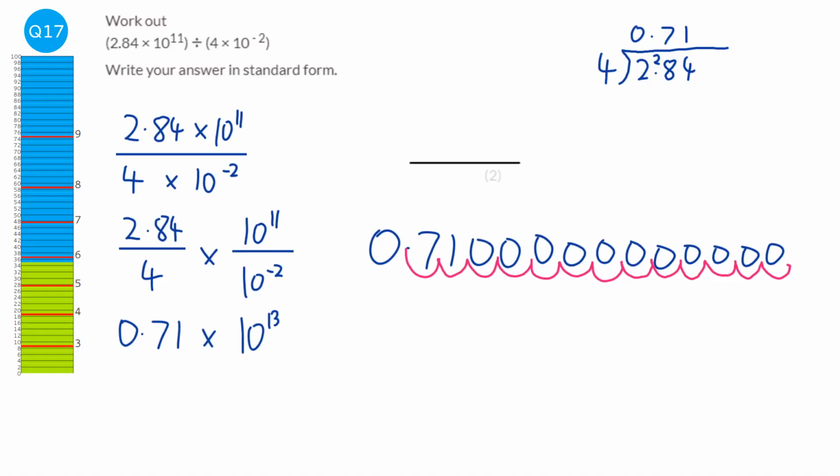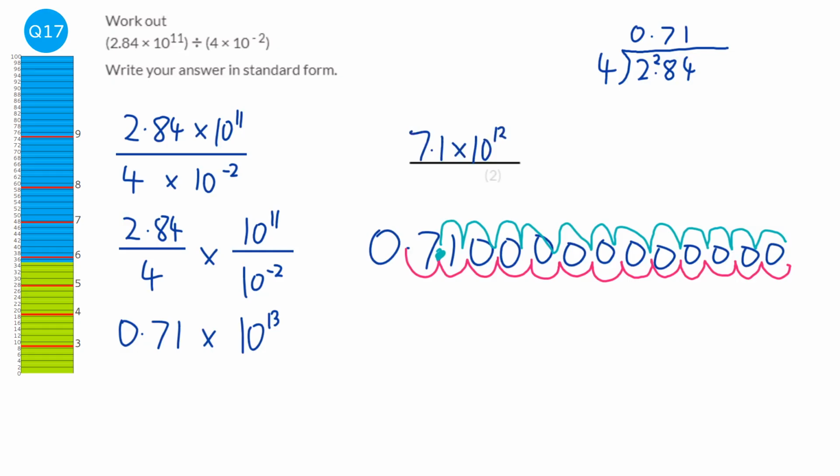And then I'm going to put it back into standard form. Now the decimal point will need to be here to make it 7.1. So it would be 1, 2, 3, 4, 5, 6, 7, 8, 9, 10, 11, 12. So it's going to be 7.1 times 10 to the power of 12.